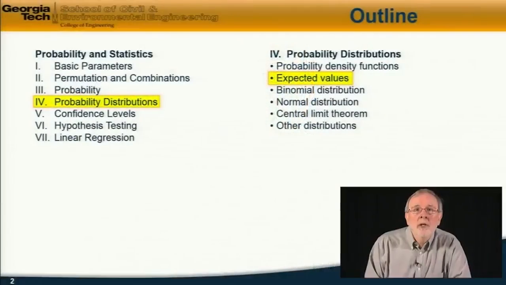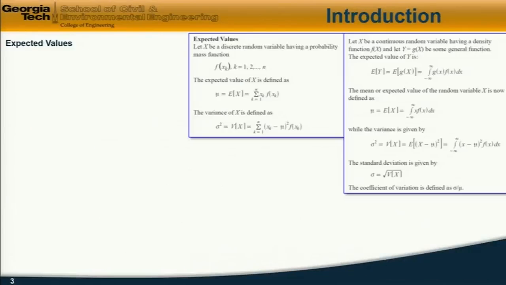Continuing our discussion of probability distributions, now I want to look at expected values. Here are the extracts from the reference handbook. The expected value of a discrete variable x with a probability mass function f of x is given by this expression: mu is equal to the expected value of x is equal to the summation from k equals 1 to n of xk times f of xk.